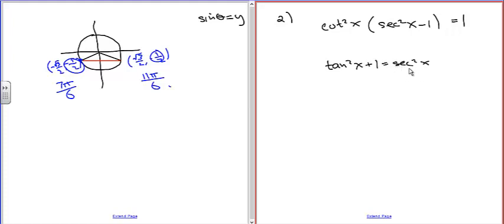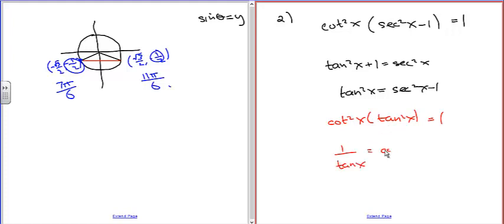So there are 3 Pythagorean identities. You can see if I subtract 1 from both sides, I'll get secant squared x minus 1. So what I can do is replace this with tangent squared x. But we have this reciprocal relationship that says 1 over the tangent of x equals the cotangent of x, or the tangent of x equals 1 over the cotangent of x.